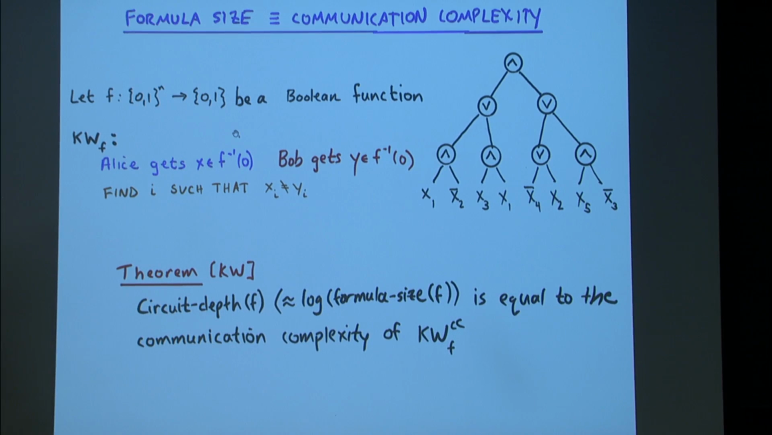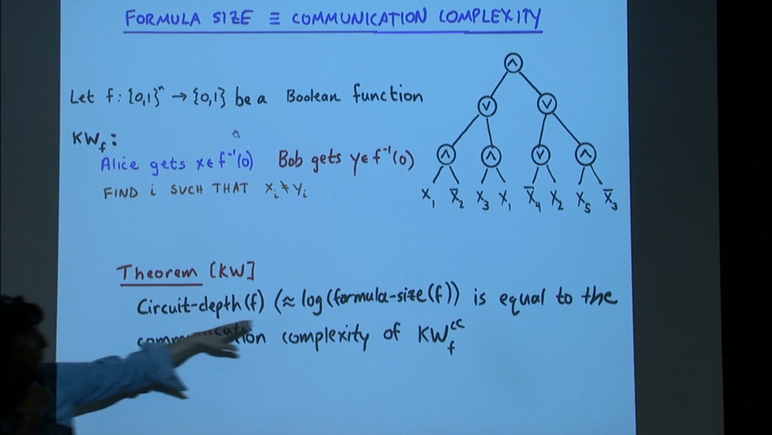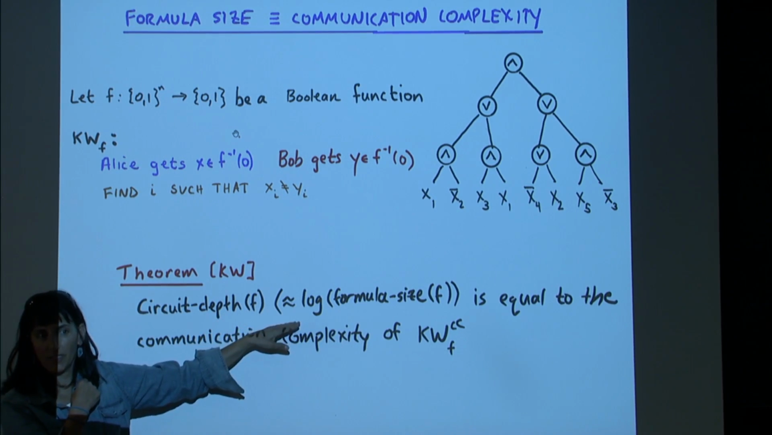And the proof is really easy. It's an equivalence, so there are 2 directions. But the interesting direction is to show that if you have a small depth circuit, then you have a small communication protocol, because that means lower bounds for communication give you lower bounds for circuit depth. And by the way, circuit depth is more or less equivalent to the log of the formula size.